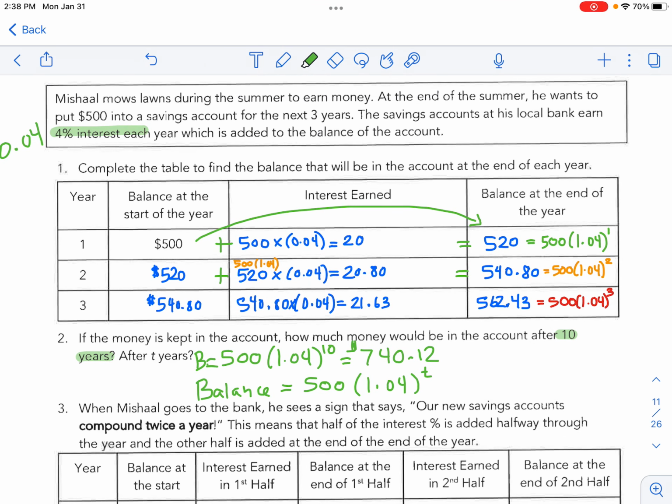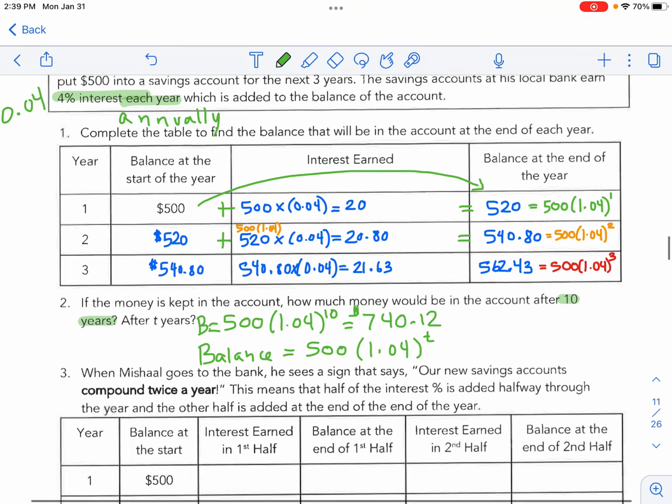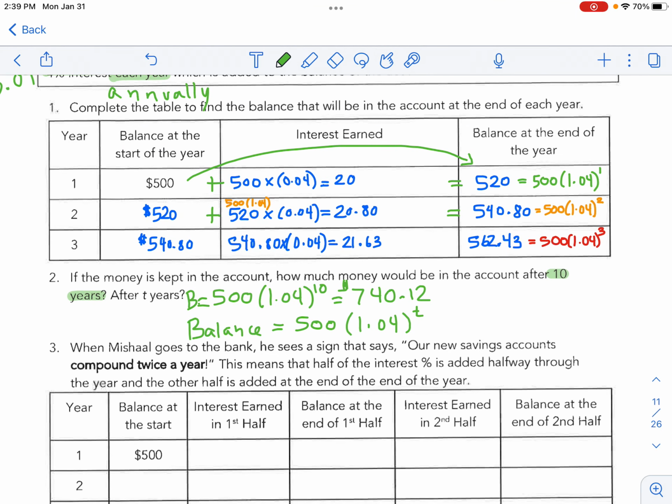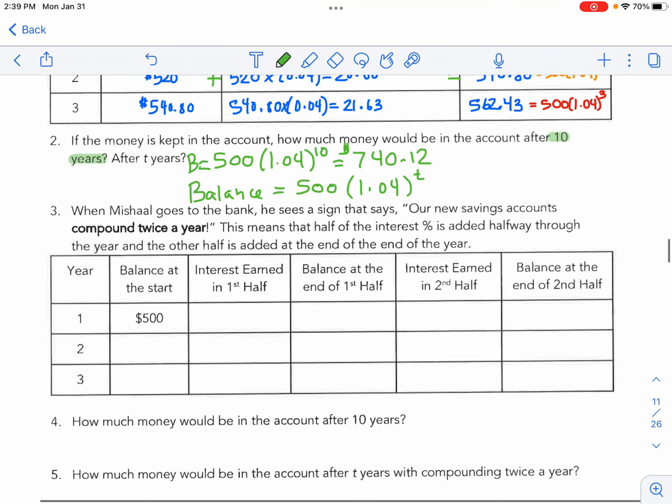And so when things are compounded annually, each year, that is the relationship they follow. Now, sometimes we don't compound things annually. Sometimes we compound them more frequently than that. And the nice thing is every time we do this interest calculation, we're earning interest on our money, and that interest is earning interest for us as well. So the more frequently we compound the interest, the more money we can earn.